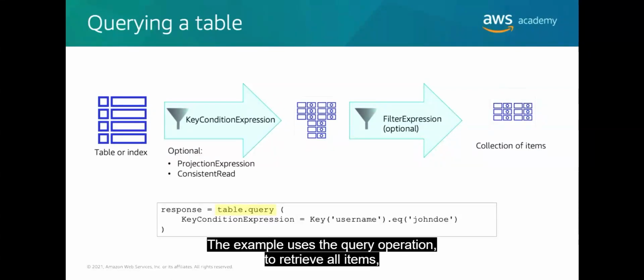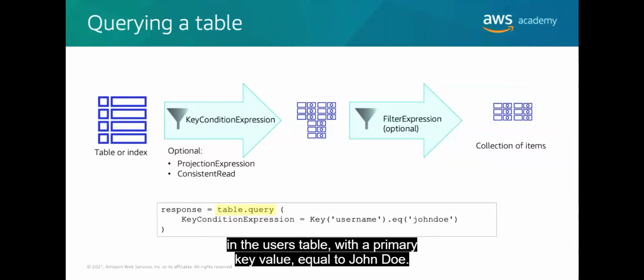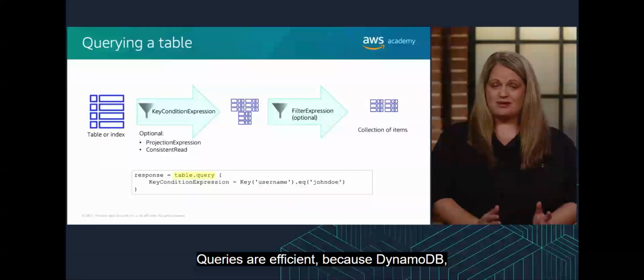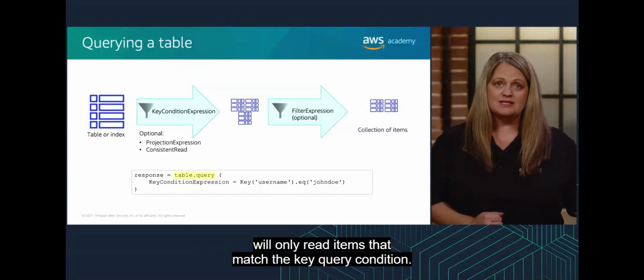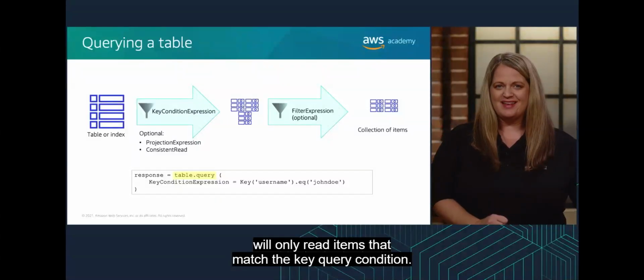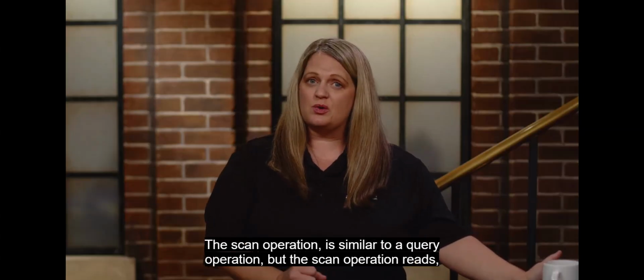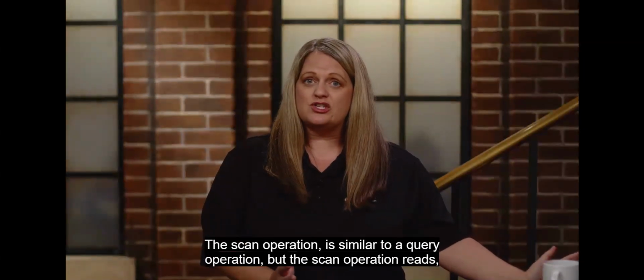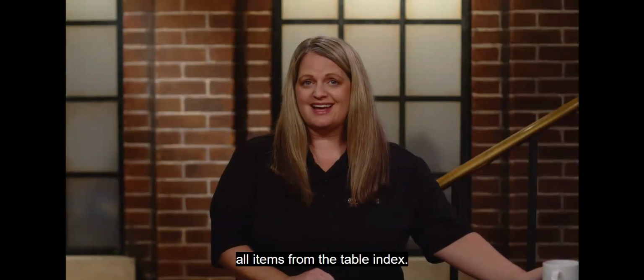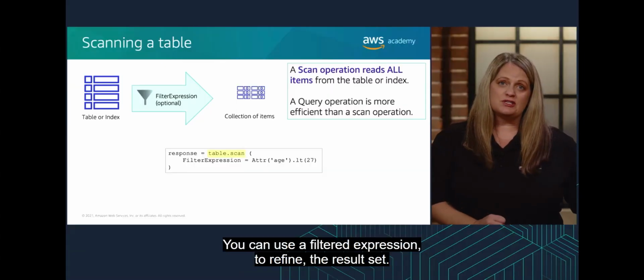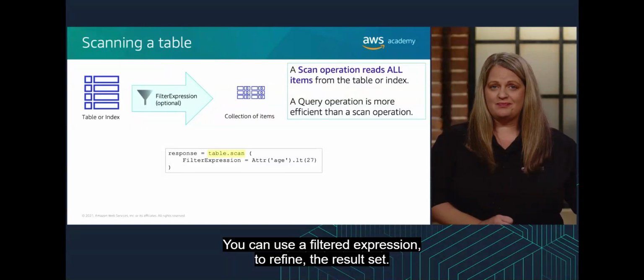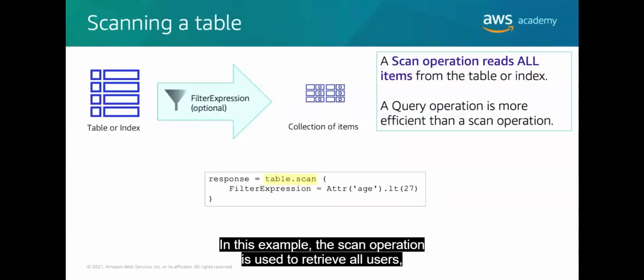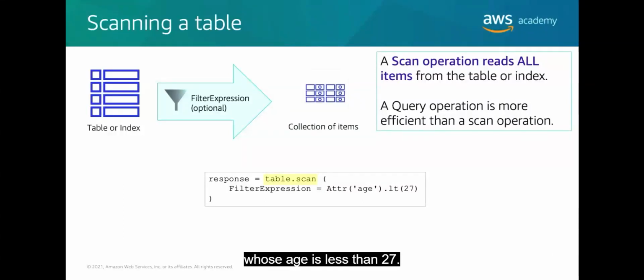The example uses the query operation to retrieve all items in the users table with a primary key value equal to John Doe. Queries are efficient because DynamoDB will only read items that match the key query condition. The scan operation is similar to a query operation, but the scan operation reads all items from the table or index. You can use a filter expression to refine the result set. In this example, the scan operation is used to retrieve all users whose age is less than 27.